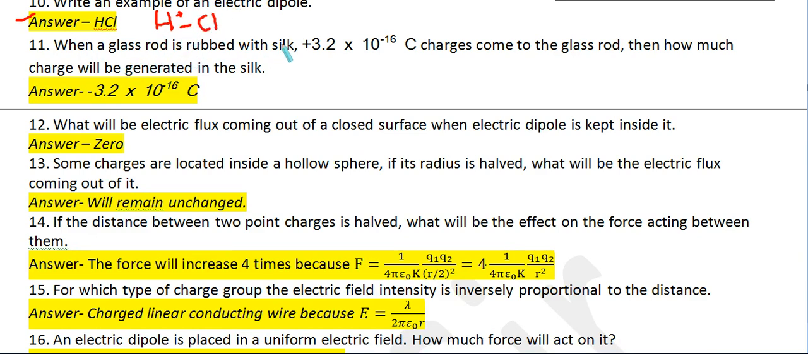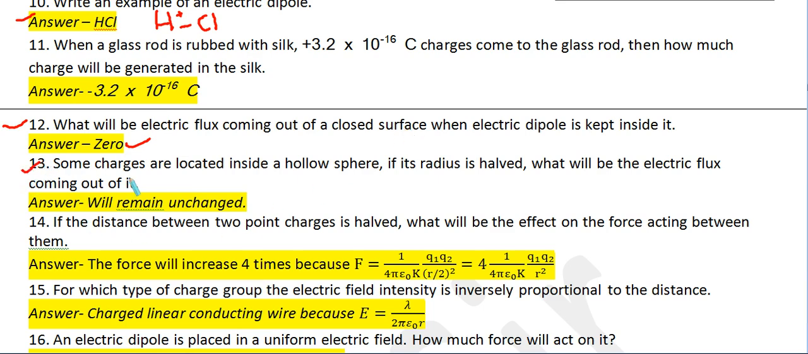When a glass rod is rubbed with silk, plus 3.2 into 10 power minus 16 coulomb charge comes to the glass rod. How much charge will be generated in the silk? The same charge will be generated in the silk but with a negative sign. Question number 12. What will be the electric flux coming out of a closed surface when an electric dipole is kept inside? The electric flux will be 0 because the electric dipole has net charge 0.